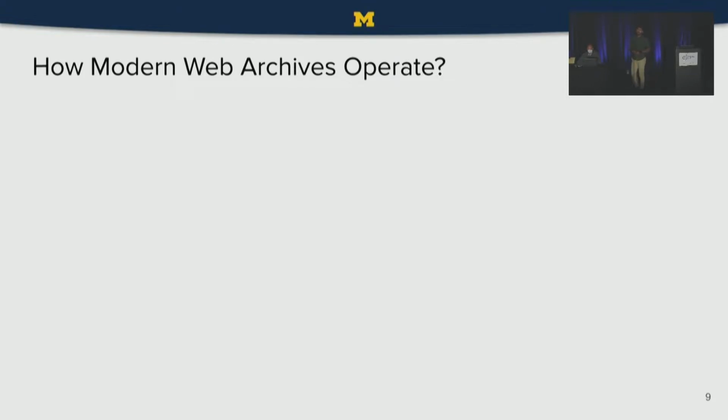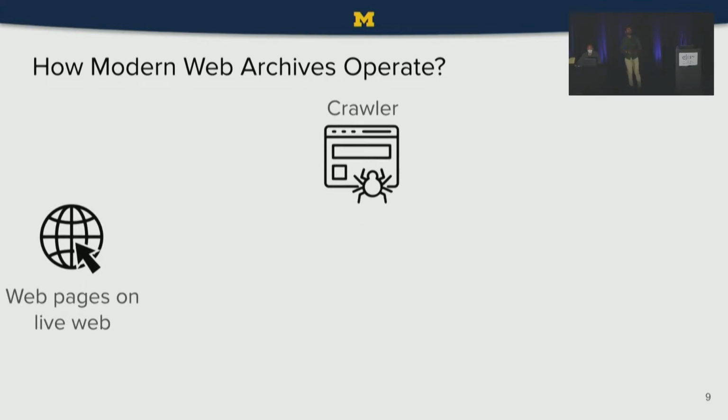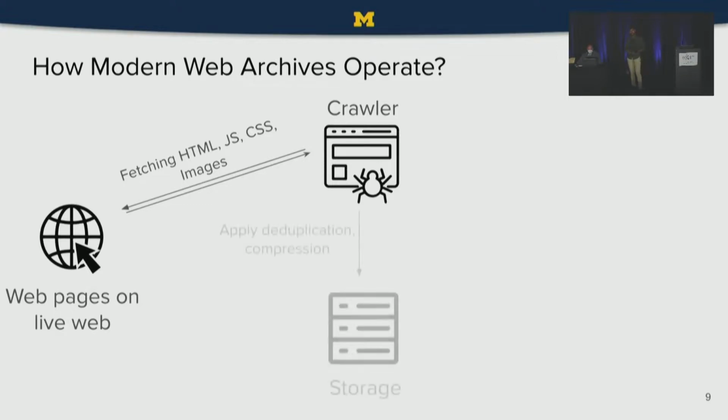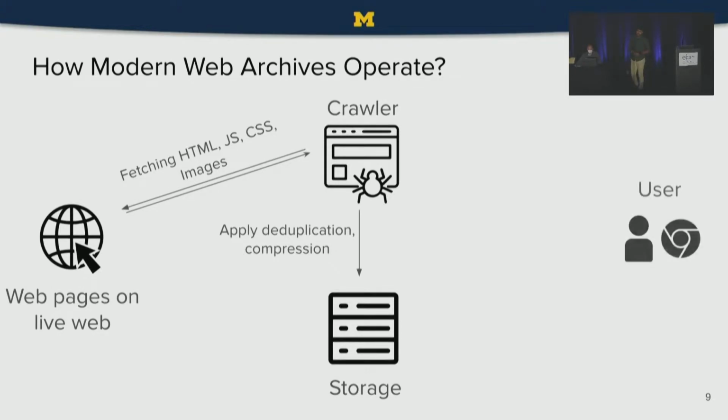Now, let's talk about how these modern web archives operate internally. Most of them consist of a crawler that could be browser or non-browser based. They interact with web pages on the live web, and as a result, fetch all the underlying resources such as HTML, JavaScript, CSS, images. Thereafter, they apply certain deduplication and compression techniques so as to reduce the storage overhead of saving these resources. And at some distant point in the future, a user willing to visit these archived pages will fetch these underlying resources, parse them, and render them in a manner identical to how it would if it would have loaded this page from the live web.